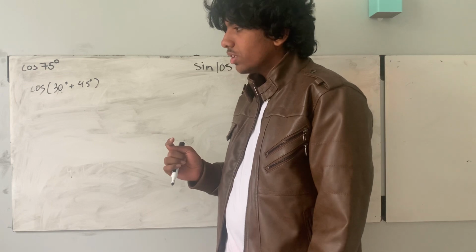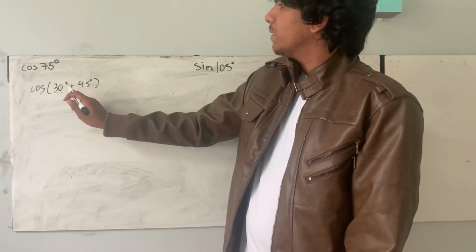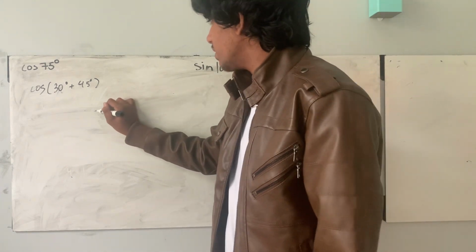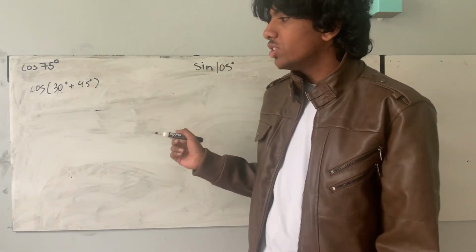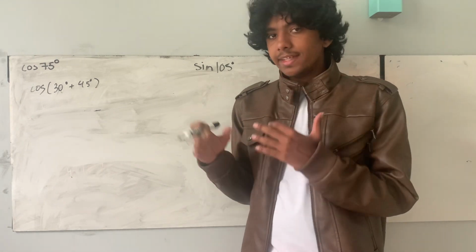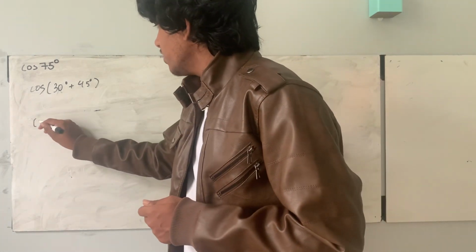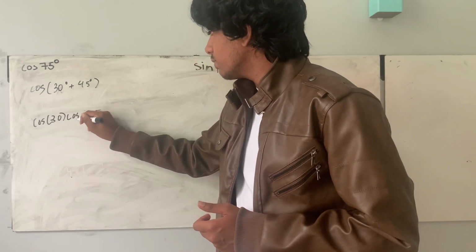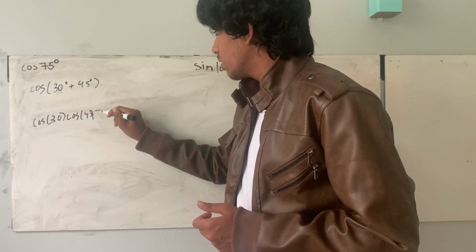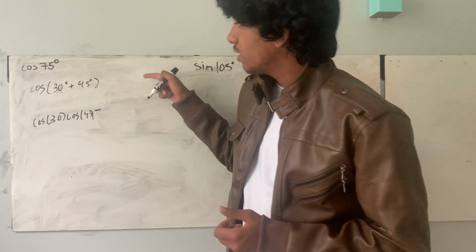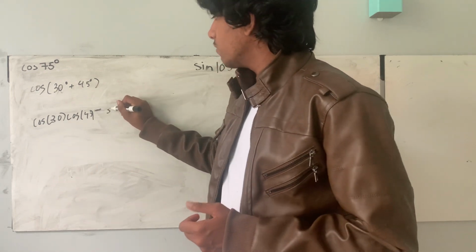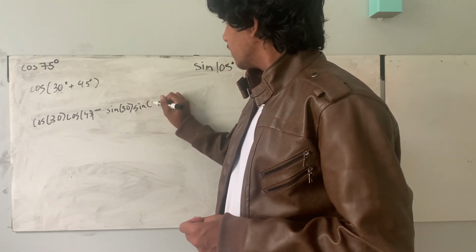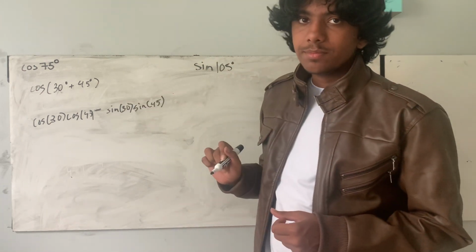Let's use the sum and difference. This is a plus, and whenever you have cosine, the sign changes, so it's going to be a minus. And for cosine it goes cosine, cosine, sine, sine. So it's going to be cosine of the first angle, which is 30, times cosine of the second angle, which is 45, right? Minus sine of the first angle, which is 30, times sine of the second angle, which is 45.